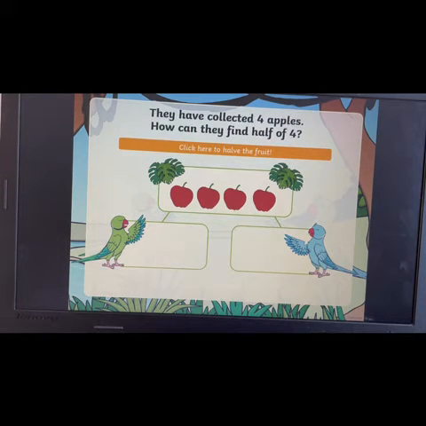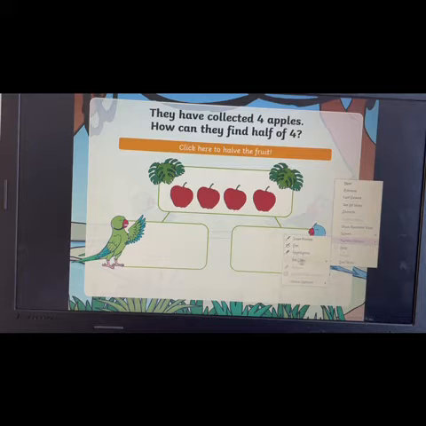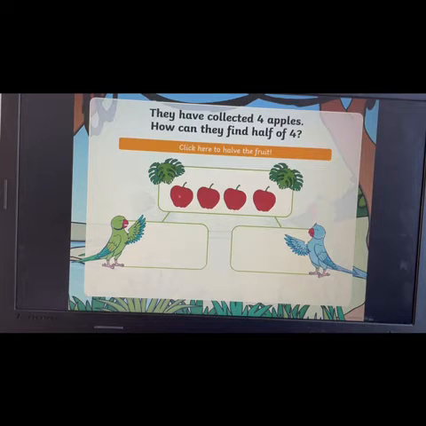They have collected four apples. How can they find half of four? Okay, so you've got four apples. How can you split it in half? So Penny and Jenny have the same amount. Okay, what about if I draw a line down there and Penny gets three apples and Jenny gets one? Is that fair? Yes or no? No, it's not, is it?